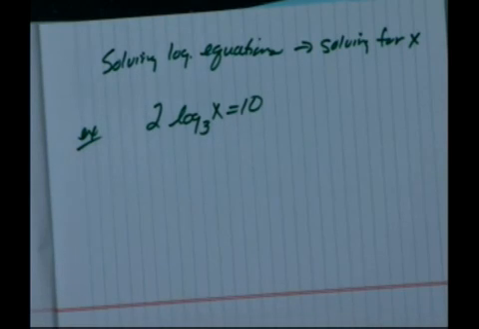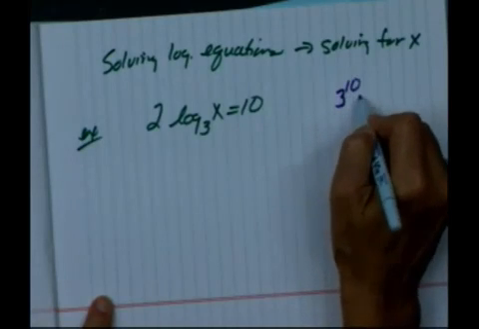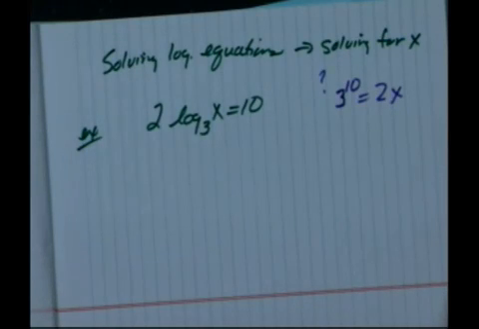Okay, I'm going to tell you what I want to do, and then I need you to tell me, can I do it or not? Okay? So what I want to do is I want to go 3 to the 10th equals 2x. Can I do that?